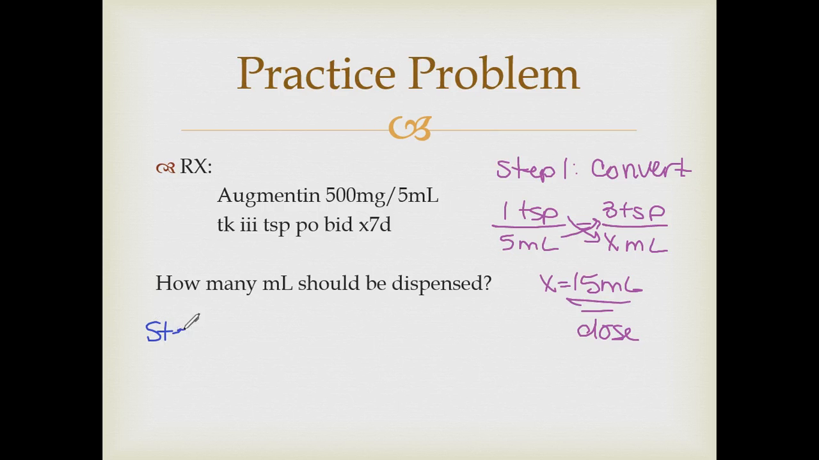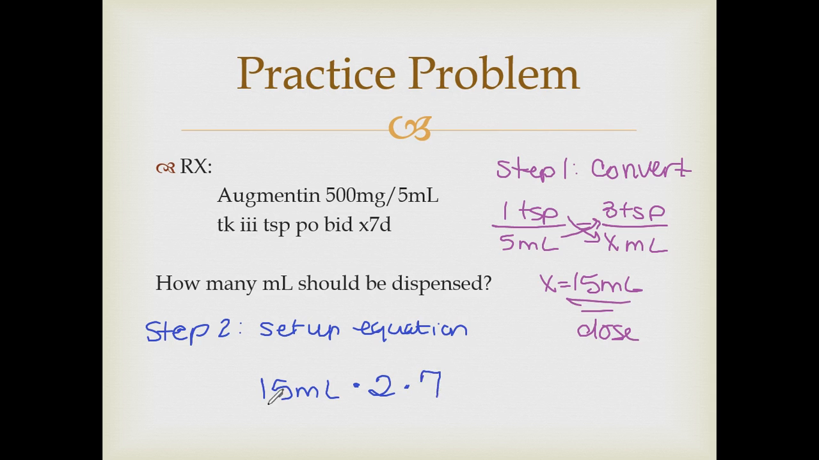Step 2, I'm going to set up my equation and solve. So I have my dose of 15 mLs times 2 times a day for 7 days. So I have 15 times 2, which is 30, times 7 is equal to 210 mLs for my quantity dispensed for this prescription.